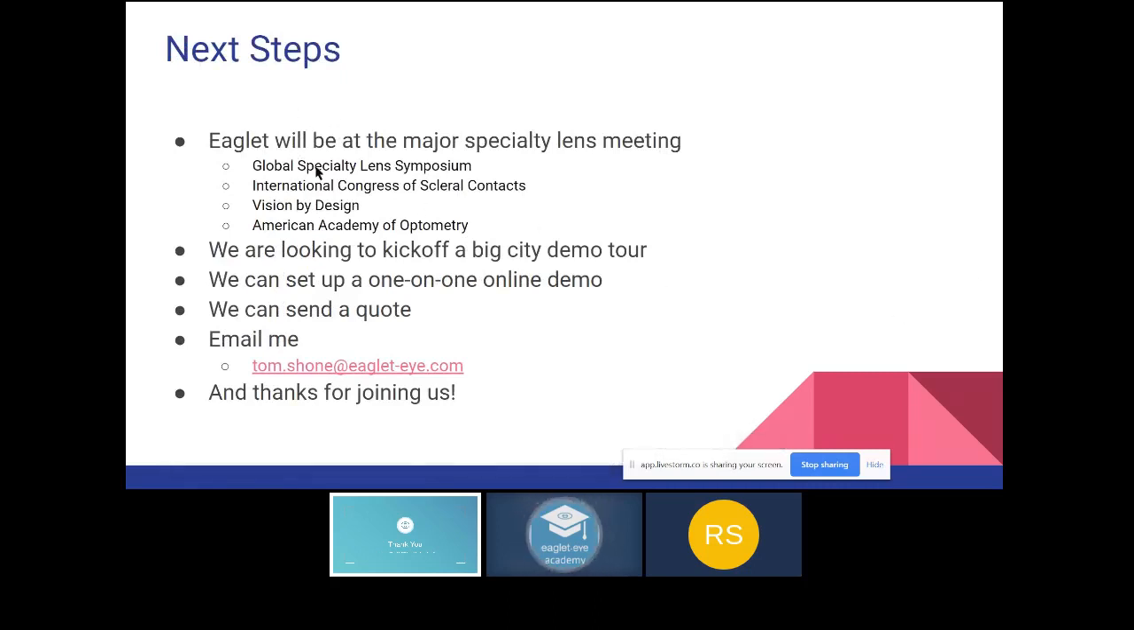So next steps, we're typically at the major US meetings, and I'll let Rainier and Arnie jump in if they want to talk about the worldwide stuff. GSLS, ICSC, Vision by Design, American Optometry are 4 basics. We go to a couple more meetings typically than that, but we're looking forward to GSLS next January. We're working on a big city tour. So if you live in a large metro or near a large metro, there's a good chance next year you're going to see us there to see a live demo.